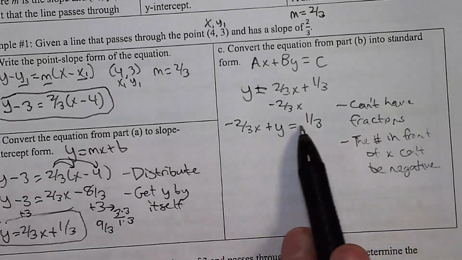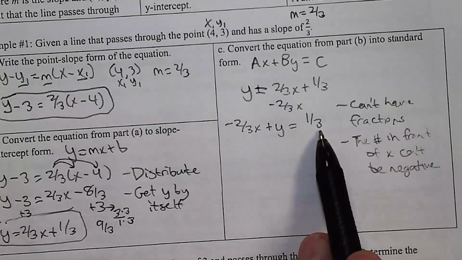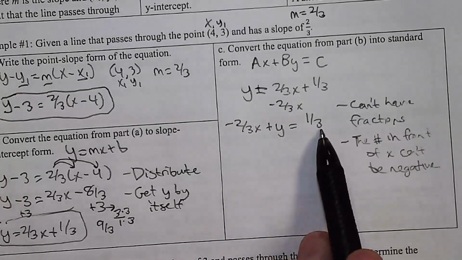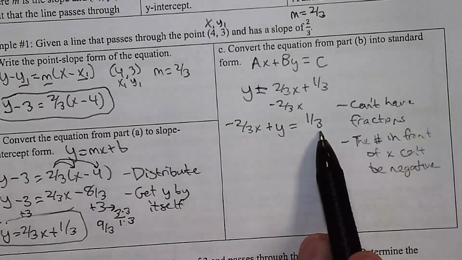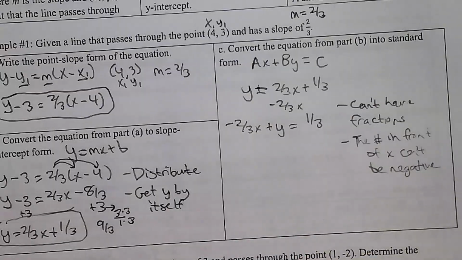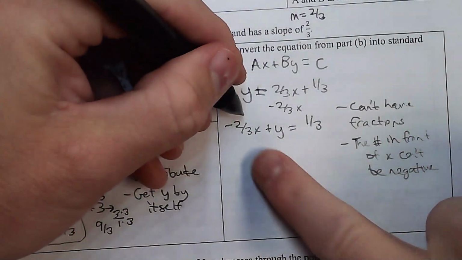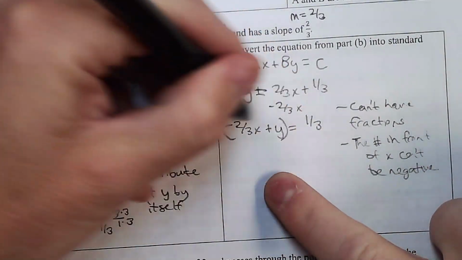Do I have any fractions? Yes. Uh-oh. Strike 1. Not your fault. I'll take the blame on this one. So now you're going to think, what's a number I can multiply everything by to get rid of the fractions? Any idea? Don't think too hard. 3. Good. So I'm going to multiply everything by 3.